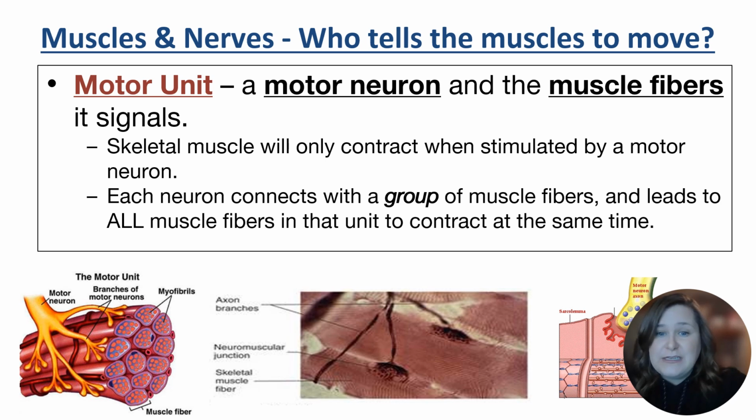Each neuron is going to connect with a group of muscle fibers. So it's usually not just one, it's usually a group of them. And this is going to lead all of those muscle fibers in that unit to contract at the same time.